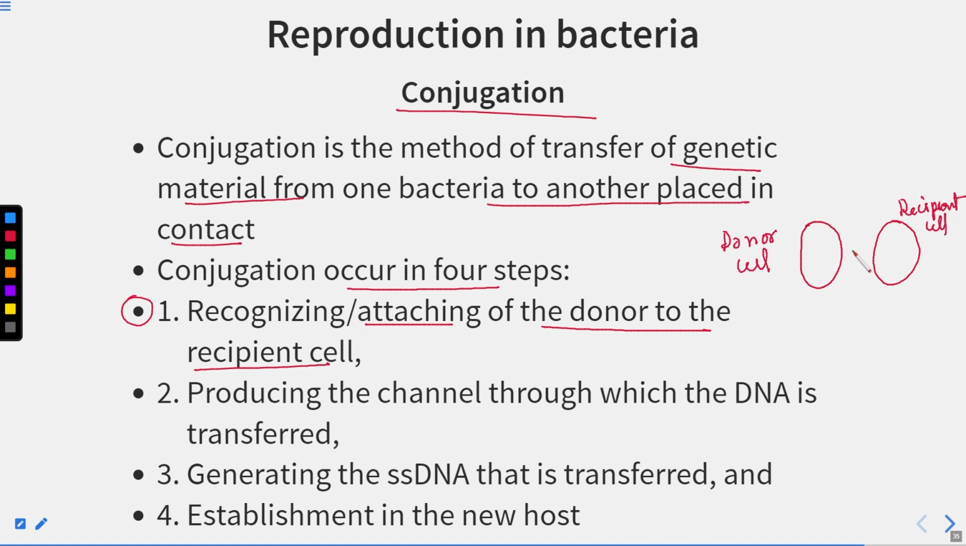Two types of bacterial cell. Next, producing the channel through which the DNA is transferred. A channel is formed here, and this channel is formed by sex pili. We have discussed this, right? And generating the single-stranded DNA that is transferred. From here, the single-stranded DNA is transferred to the other bacteria. Then establishment in the new host.